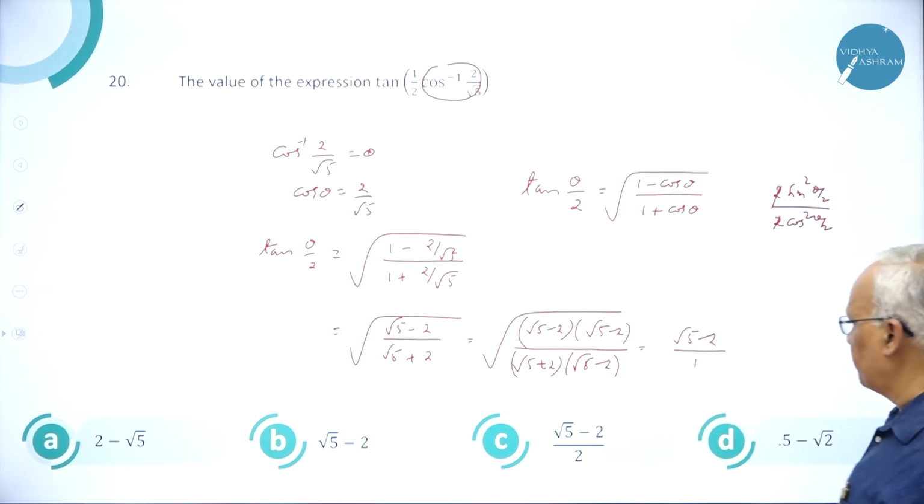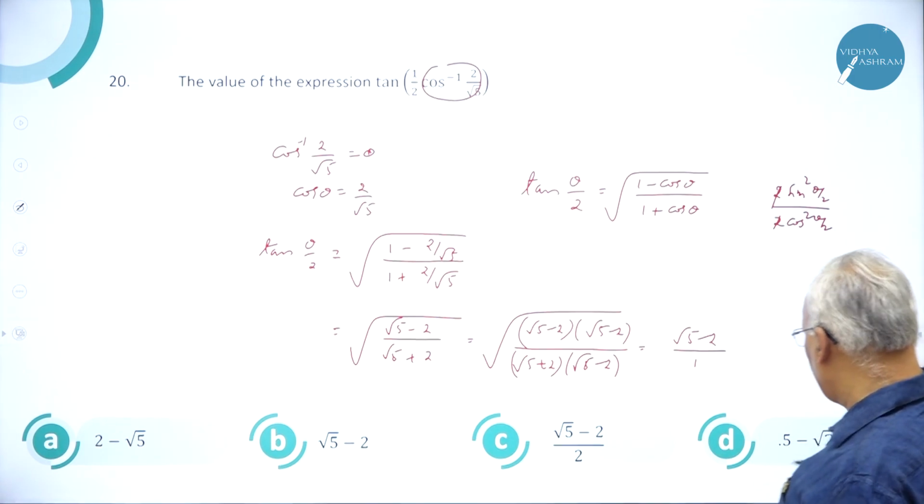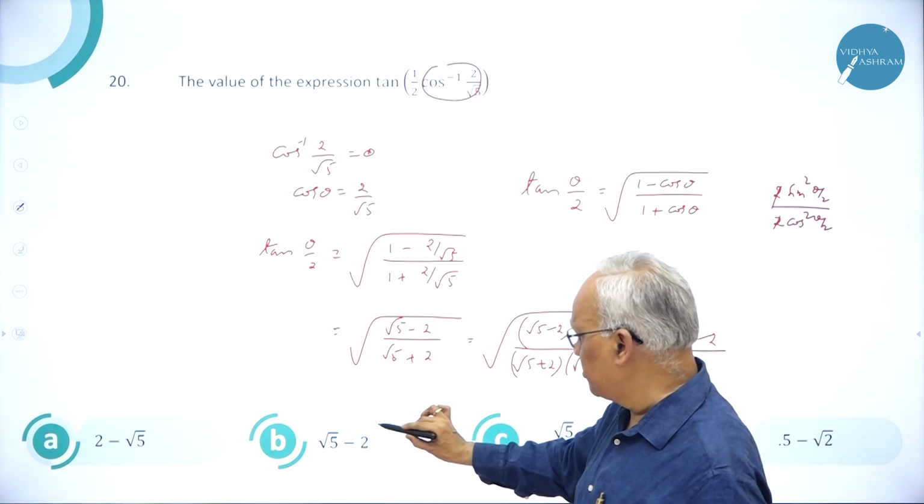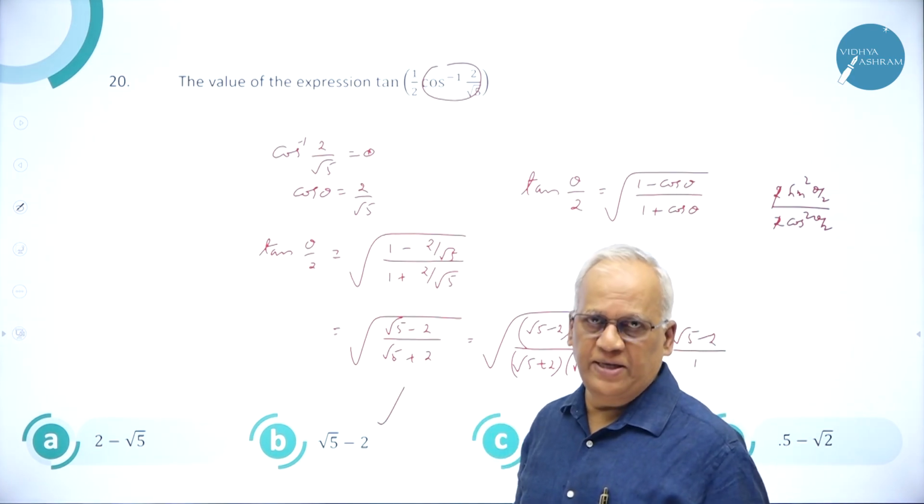So root 5 minus 2, root 5 minus 2, 5 minus root 2 almost looks the same way. Root 5 minus 2, the answer is B. B is the answer, okay?